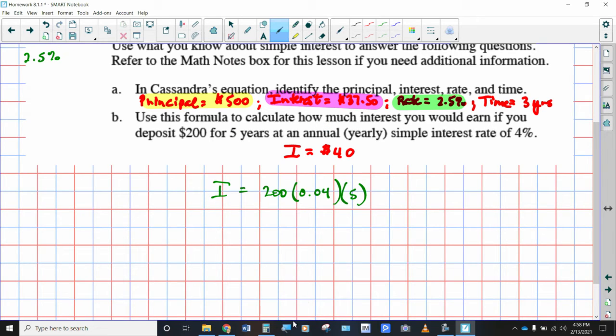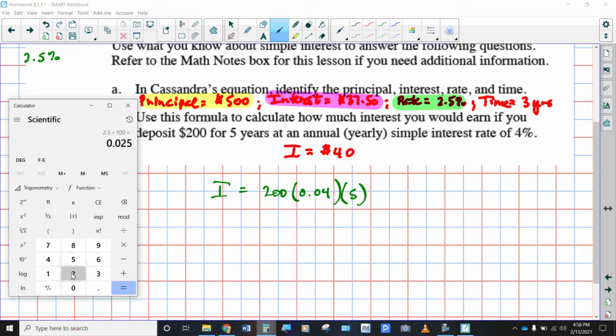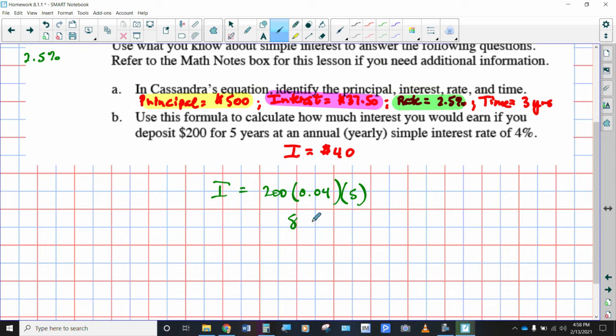So I want to figure out how much interest is earned per year. So 200 times 4% means that is going to be $8 per year, times 5 years is a total of $40, which is what we see right there.